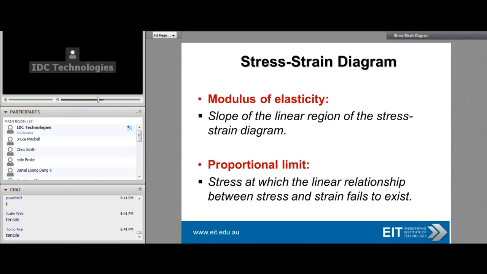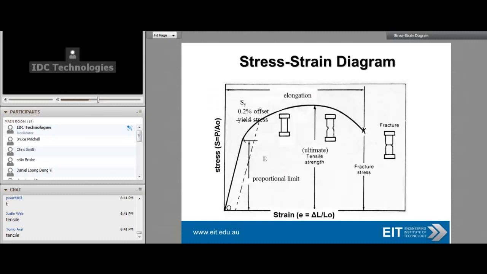So the proportional limit is the stress at which the linear relationship between stress and strain fails to exist. That is the limit of proportionality, or proportional limit as they have on this slide here. Once you're past that point, it's the point of no return. Now, engineers, when they design, whether it's a bridge, whether it's a rope for a drag in a quarry, they're always designing to make sure that we never ever stress a material past this point here, because that can lead to failure.